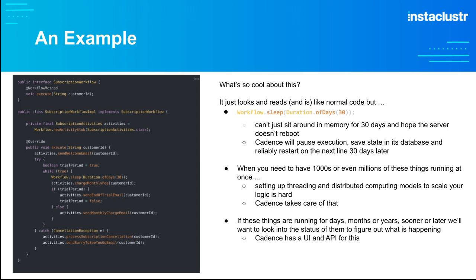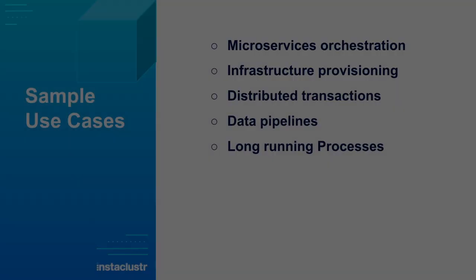Also, if you have thousands or even millions of subscriptions to manage, then eventually you will get to the point of needing multi-threading or distributed computing to reach the scale you require. Cadence provides this for you without you needing to write anything beyond your business logic code. Finally, with workflows running for long periods of time, you'll eventually need a way to look up individual instances and check the status. Cadence provides APIs and UI for this out of the box.